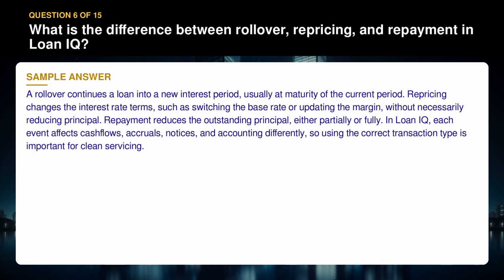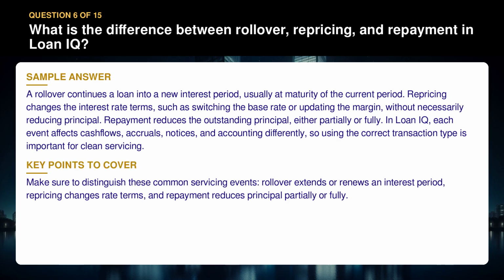In Loan IQ, each event affects cash flows, accruals, notices, and accounting differently, so using the correct transaction type is important for clean servicing. Make sure to distinguish these common servicing events. Rollover extends or renews an interest period. Repricing changes rate terms, and repayment reduces principal partially or fully.